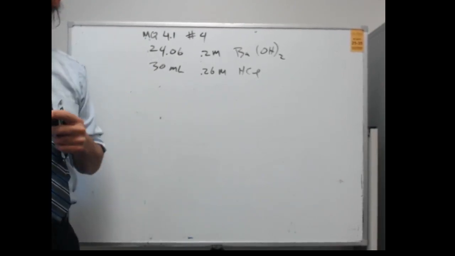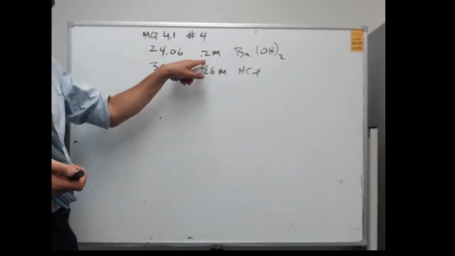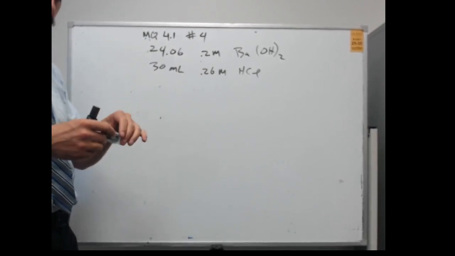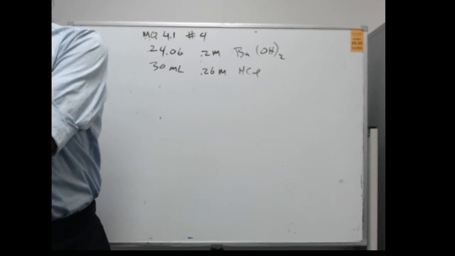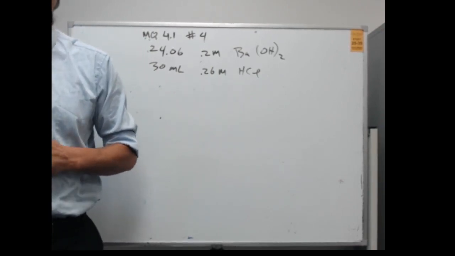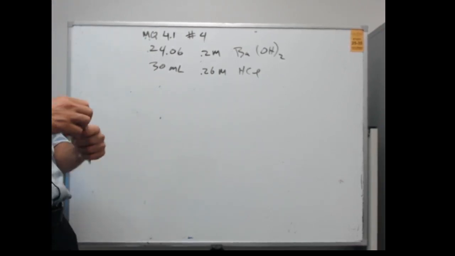determine the pH. Now, did I miss, were they both 0.26? Did I miss a number there? One of them is 24, no, that's correct. Okay, one's 0.2 and one's 0.26? Yeah. Okay. I thought I just missed a digit.